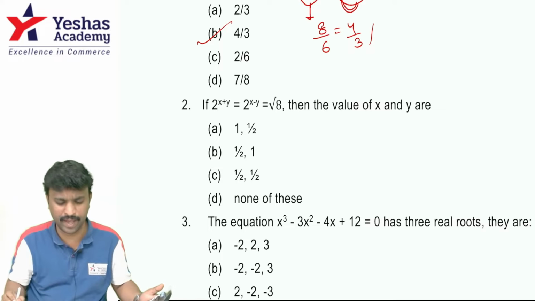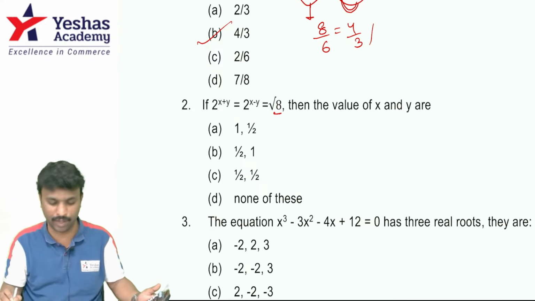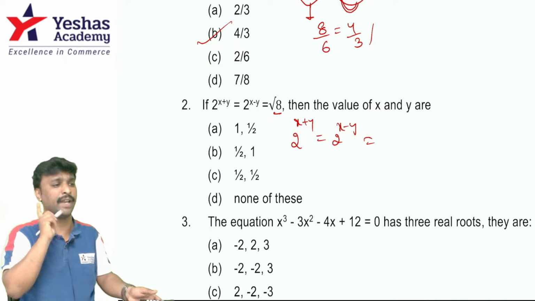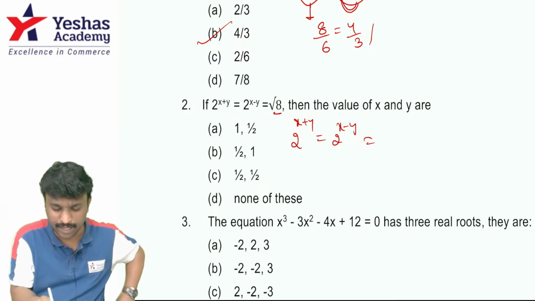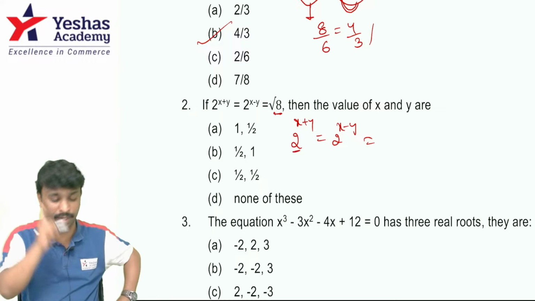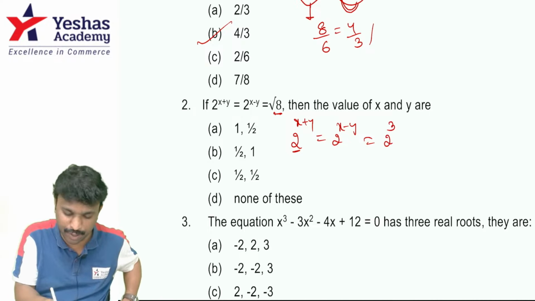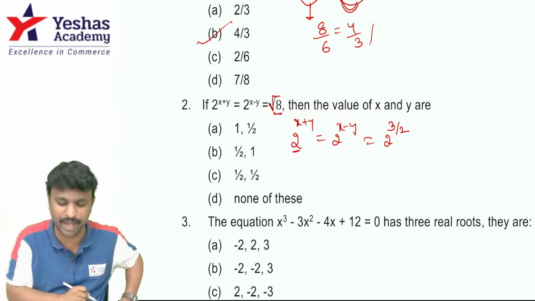2 power x plus y is equal to 2 power x minus y is equal to root of 8. Guys, look at this. 2 power x plus y equal to 2 power x minus y. I told you yesterday, for indices, whenever the numbers are with the powers, always make sure that the number at the base is expressed in the form of a prime number. 8 is not a prime number. 8 is 2 cube, isn't it? And root is nothing but power 1 by 2. So 3 into 1 by 2 is 3 by 2.